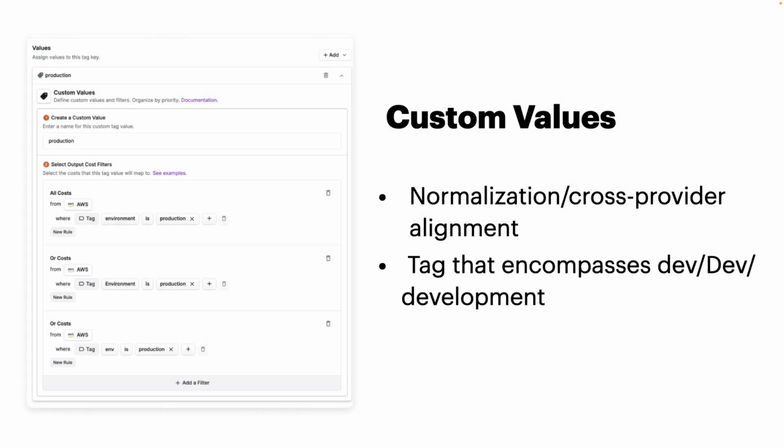So when would you use each different tag type? Well, custom value tags are great for normalization and cross-provider alignment. For example, you'll unify tags like capital Dev, lowercase dev, or development. You can use this when you need consistent naming across accounts and providers.